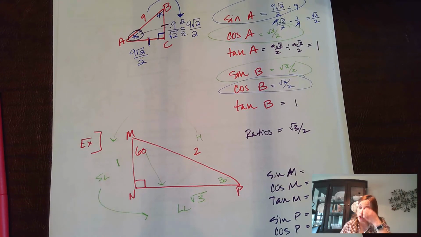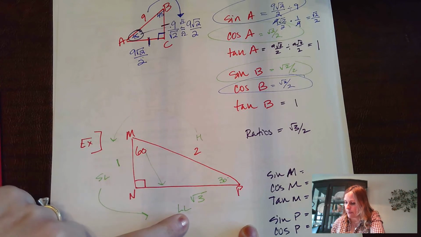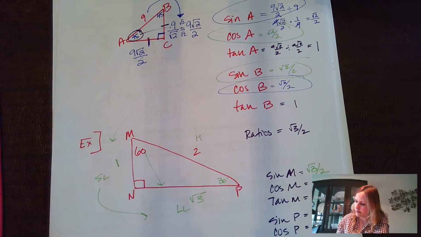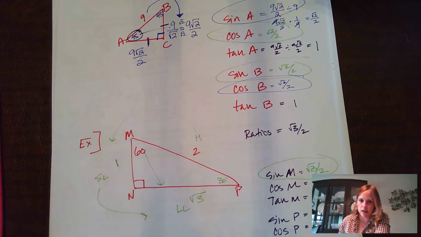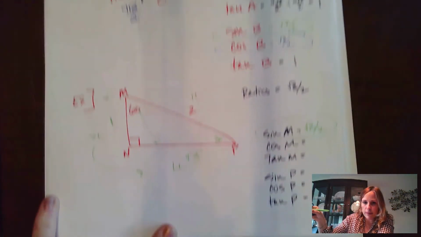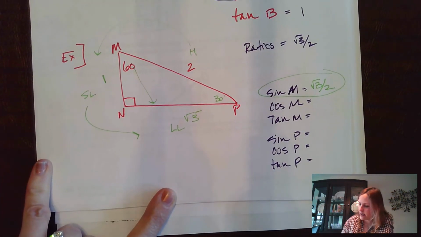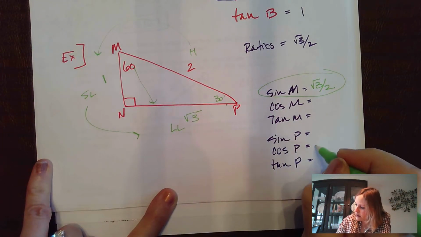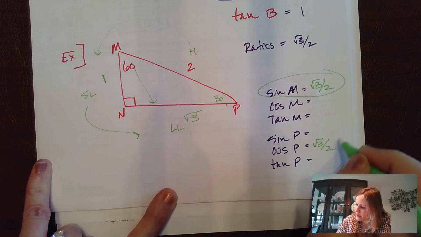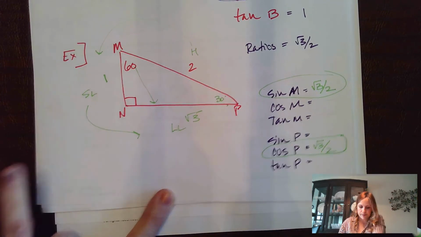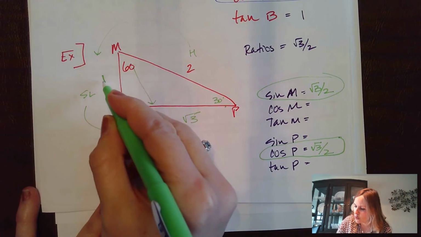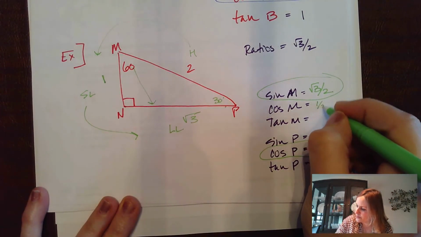All right, let's do our ratios. Sine of M. Here's M. Sine is opposite over hypotenuse, so I get root 3 over 2. Looks like that one met the criteria, so I'm good to go here. Also remember that sine of M is equal to the cosine of P, so this one has to be the same exact thing. All right, cosine of M. Cosine of M is 1 over 2.